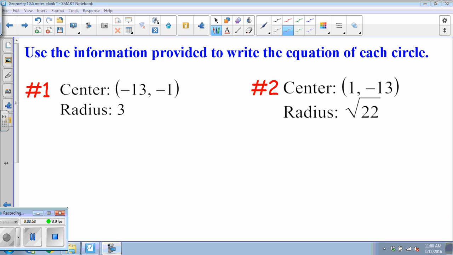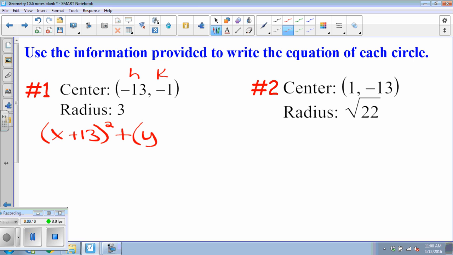Okay, so this is h and this is k, right? And this is my radius. So it's x plus 13 squared plus y plus 1 squared equals 9, because it's the radius squared. So when you have to write the equation, you have to square it. If you have the equation and you need to pick out the radius, you take the square root of it. All right? Good.